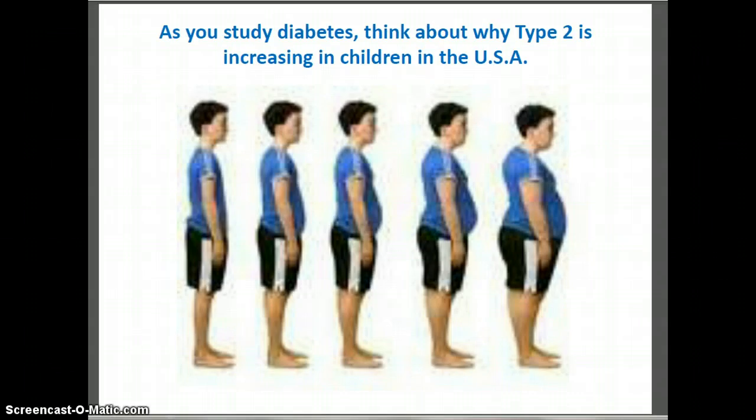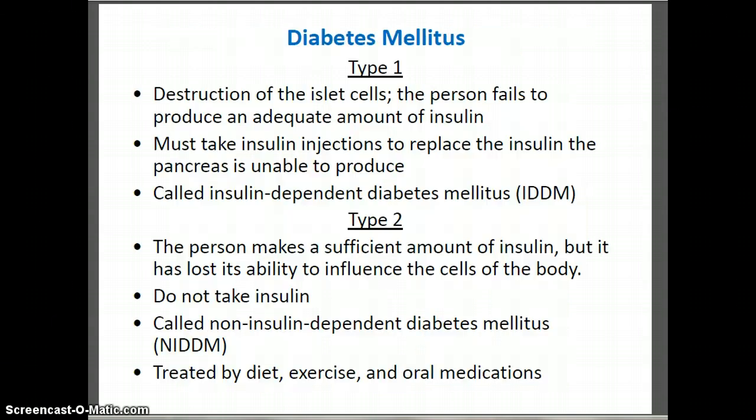As you study diabetes, think about why type 2 is increasing in children in the United States. And this may also allow you to go back and think about some of the things you learned in the last section, which was diseases related to environment and diseases related to nutrition. I'm sorry that this slide is a little bit blurry, but I wanted to blow it up anyway to give you the idea. Children are beginning, unfortunately, to resemble more and more the young boy depicted on the right-hand side of this slide.